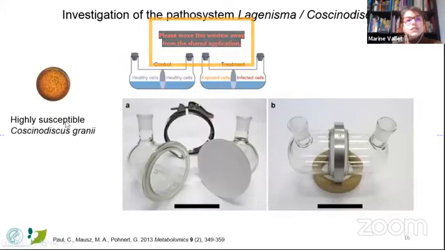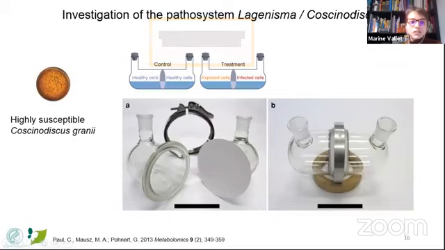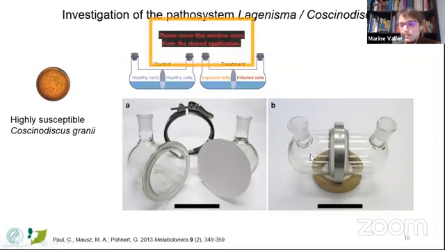So we started working with a highly susceptible diatom, Coccinodiscus granii, and we use this setup. This is a co-cultivation experiment in a glass flask made of two parts. In the middle, we have a membrane with 0.22 micrometer pores, so no cells can pass through, not even the parasites. So we could have a healthy population against healthy cells as a control.